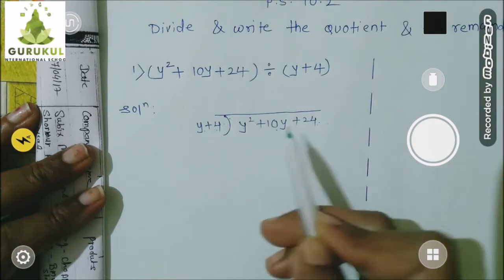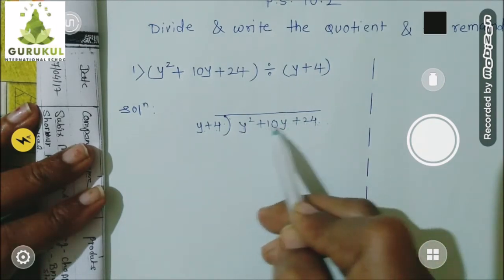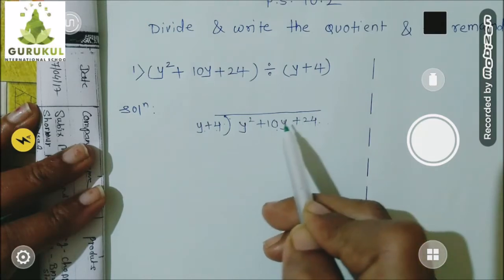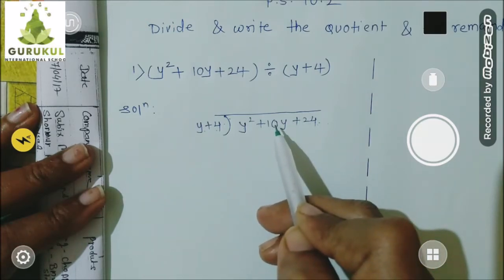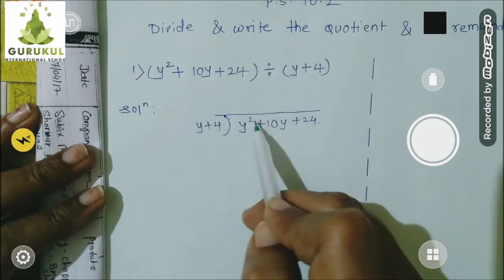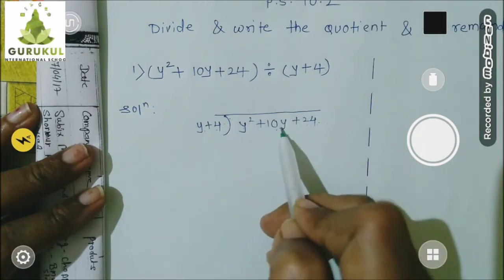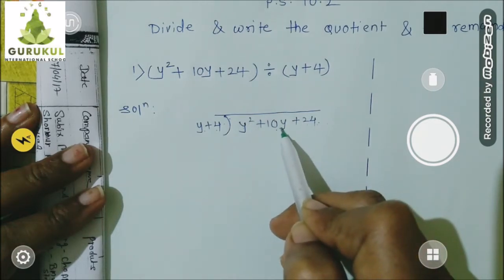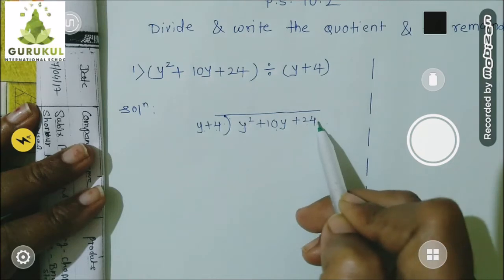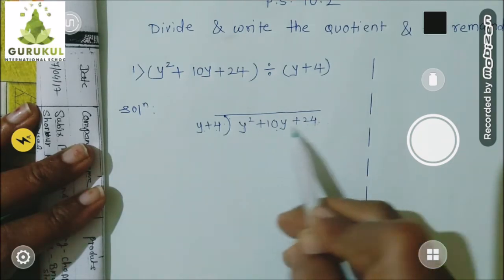Step number 3. Children, here in between, if you find any missing term, then you have to add it by taking coefficient 0. But here such a case is not there. You can see y raised to 2. Then we should have the y raised to 1 term, but that is already there. Then we should have the y raised to 0 term, which is already there. Constant number means along with y raised to 0. So there is no missing term.